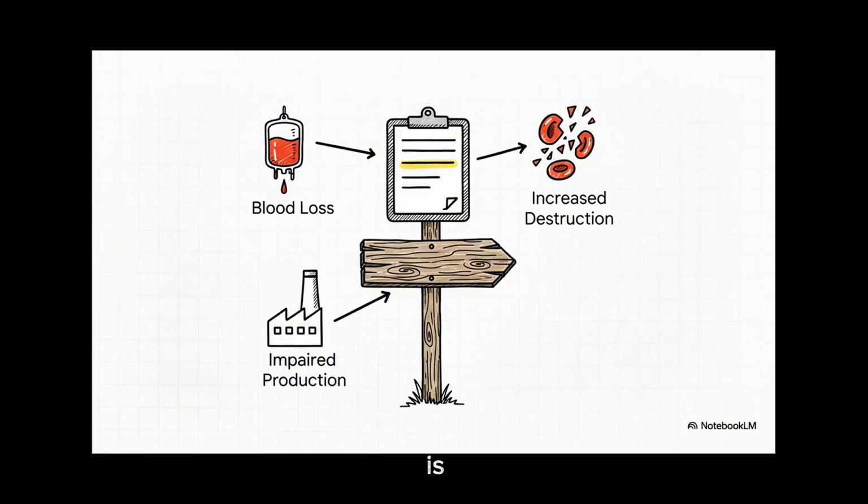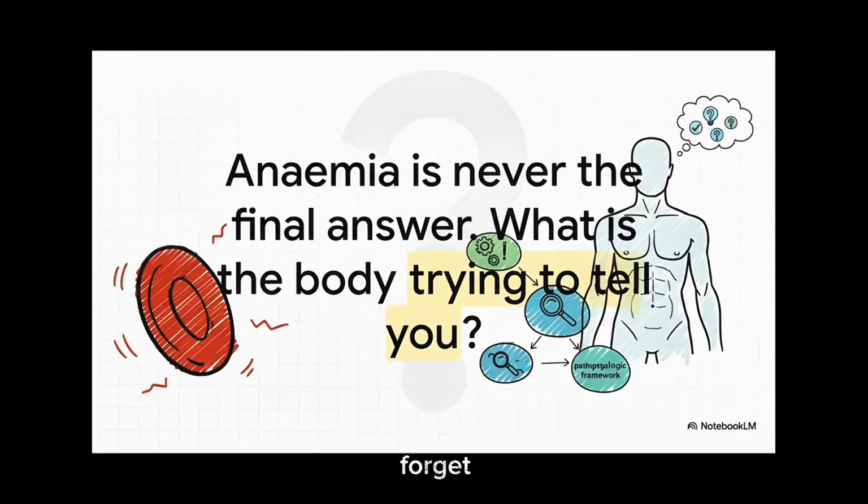Is the patient bleeding somewhere? Are their cells being destroyed? Or is the factory just not working? So, never forget that. Anemia is never the final answer. It is always, always the beginning of a question. And the real question you have to ask yourself is, what is the body trying to tell me? What is the real story here? If you can answer that, you're well on your way.